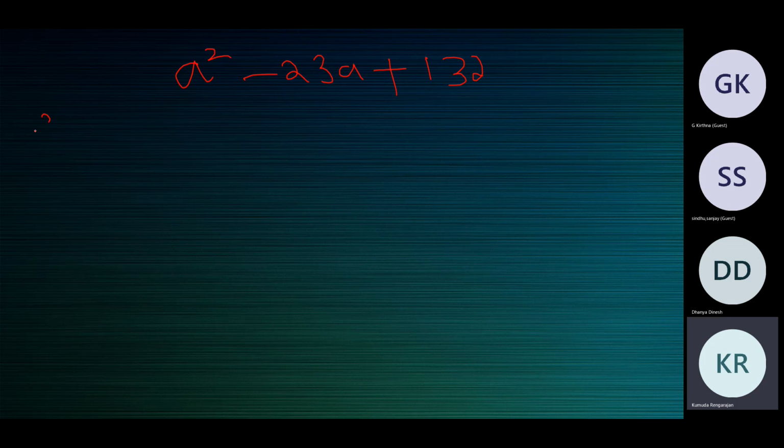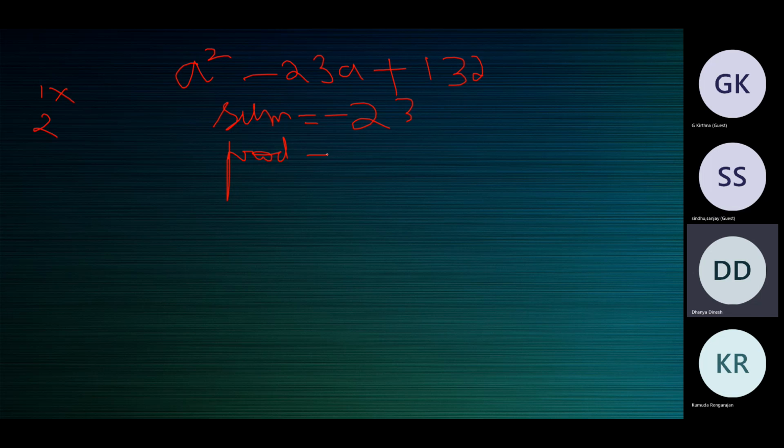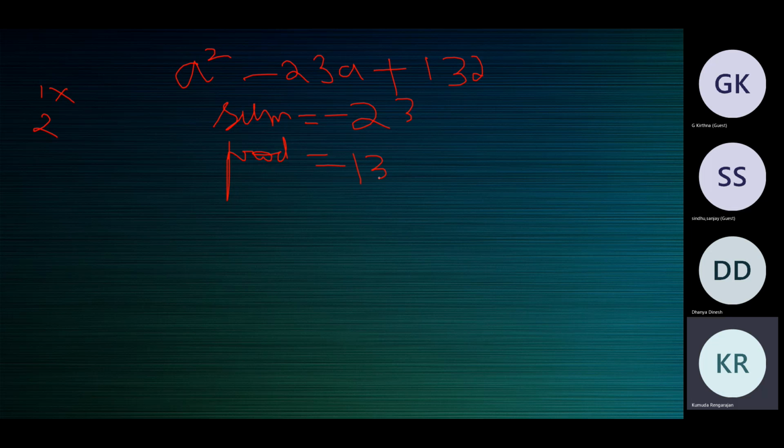So a square minus 23a plus 132. Sorry, I should tell you the sum and the product. What's the sum? Minus 23, ma'am. And the product? 132, ma'am.